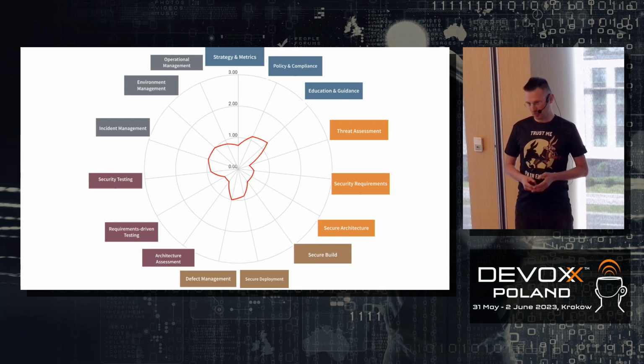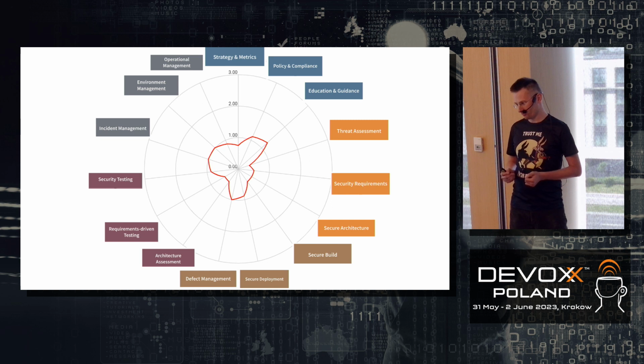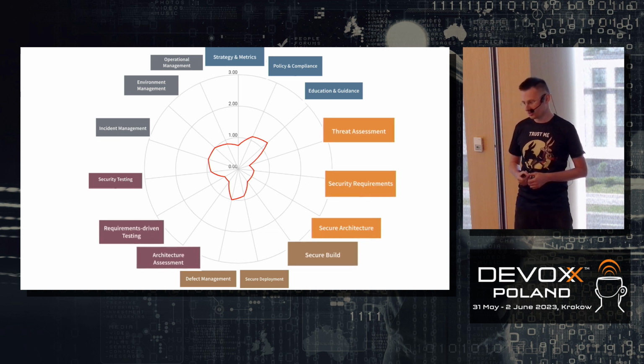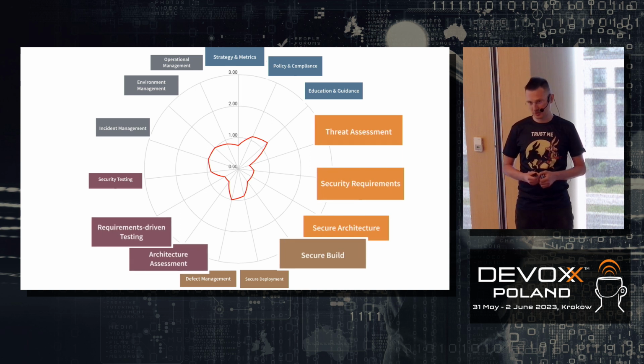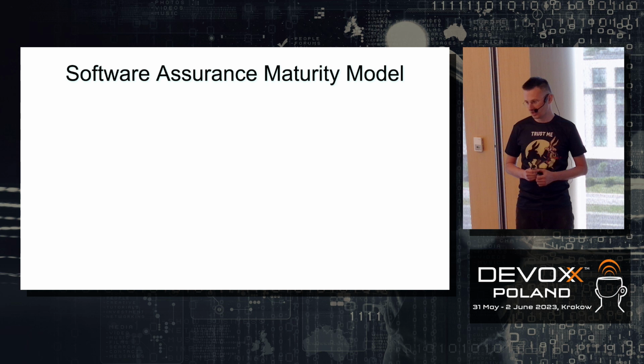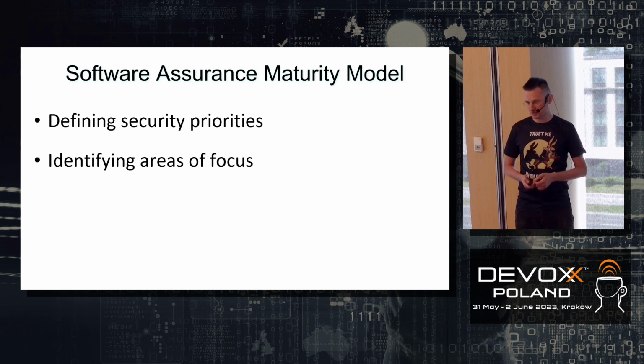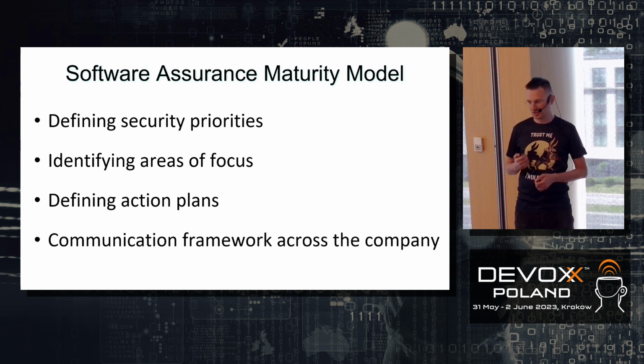Once the software assurance maturity model is completed, you get a maturity score. The overall number is one thing, but more important is the breakdown by the subject. It can be viewed on a radar chart like this. This shows you straight away the weaknesses, so areas for improvements. To sum it up, the software assurance maturity model can be used for setting the priorities, identifying areas of focus, defining action plans, and it's a great communication framework to talk about security.